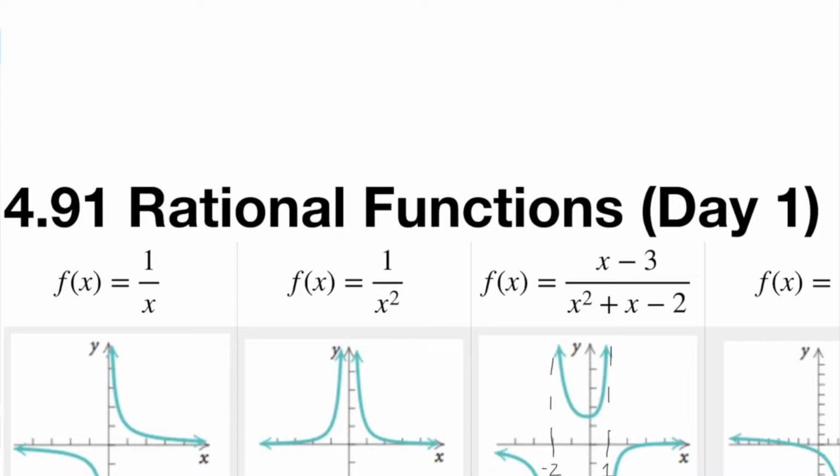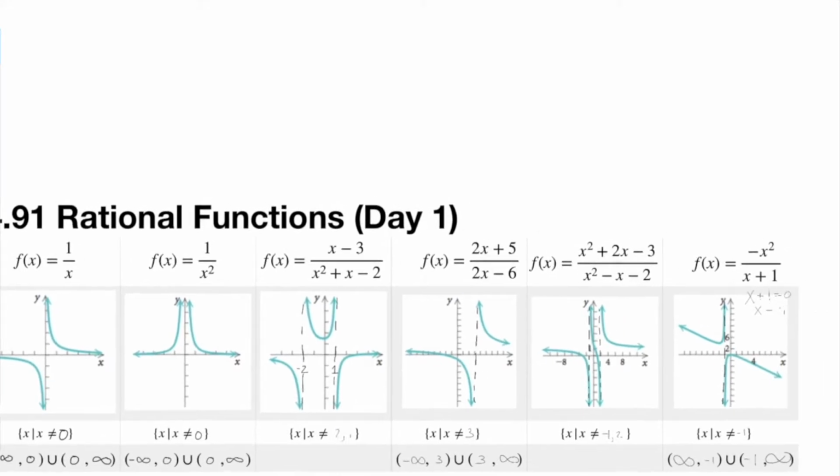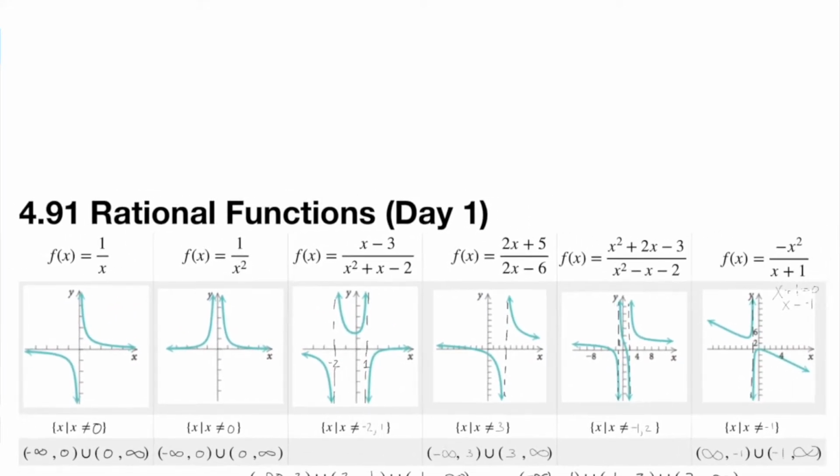Welcome to section 4.9, Rational Functions, Day 1. What is a rational function? Well, anytime you ever see the adjective rational in algebra, it usually means the base word is ratio, which is kind of another way of saying fraction. Look at all these examples. All of these functions are fractions, and that's kind of like the tie-in right here. So we're dealing with functions that have fractions.